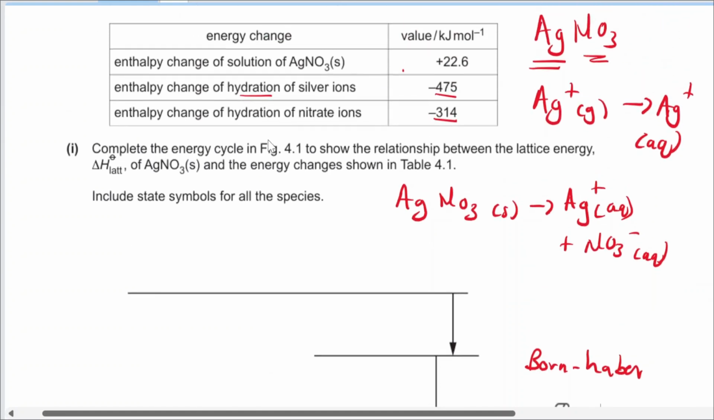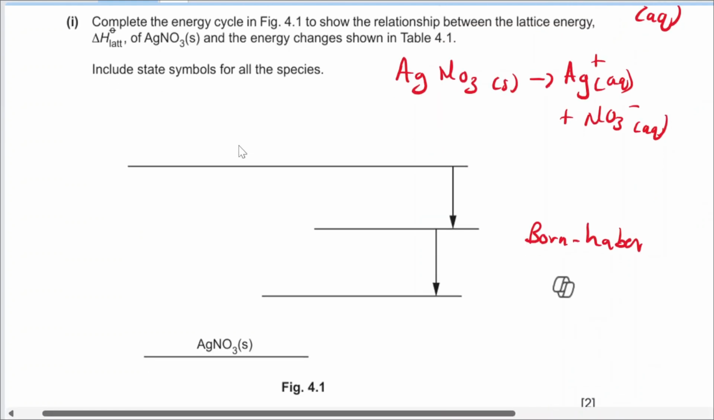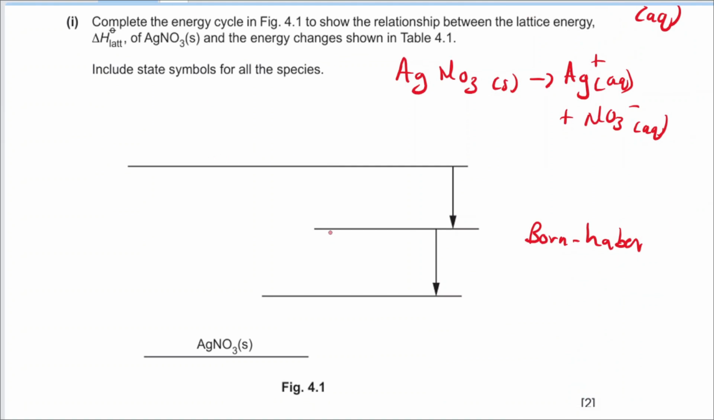So what we have to do is interlink lattice energy with these energy changes, right? Basically we just have to fill in the blanks, like what is this, what is this, and how do the arrows go? Do they go up? Do they go down? You have been given the arrow from here to here is down, and here to here is down. Remember the significance of this arrow? It shows if it's exothermic or endothermic. If something is going down like this, it means it's exothermic. If something is going up, that means it's endothermic, right?